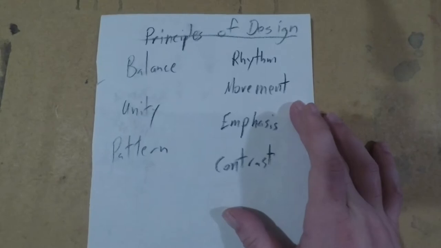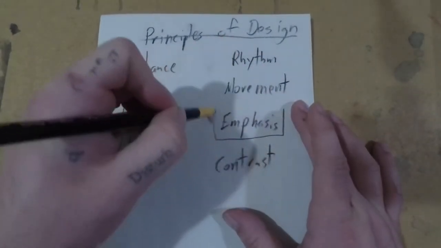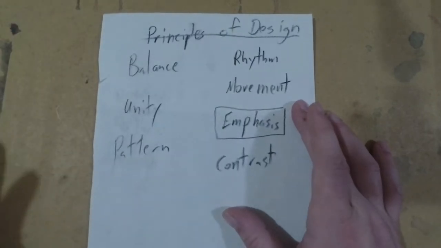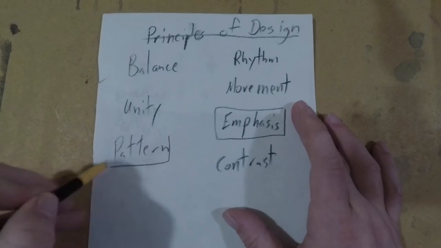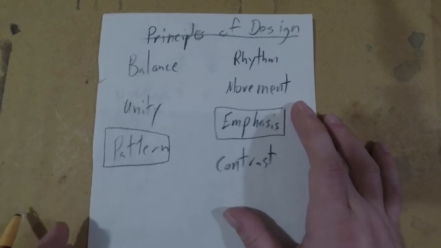So, two of these are going to be important for our drawing today. Emphasis, the main thing in our artwork, the thing that we want people to pay attention to, and pattern. Now, pattern could be lines, it could be shapes, it could be colors, it could be textures, it could be forms. But what makes a pattern is the fact that it repeats.